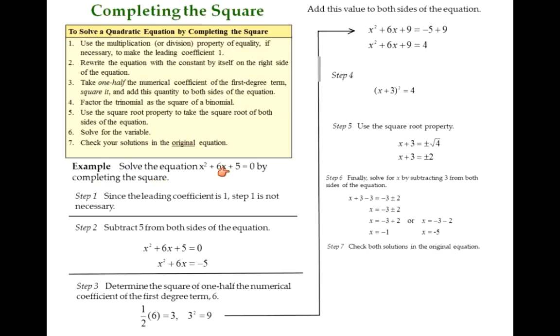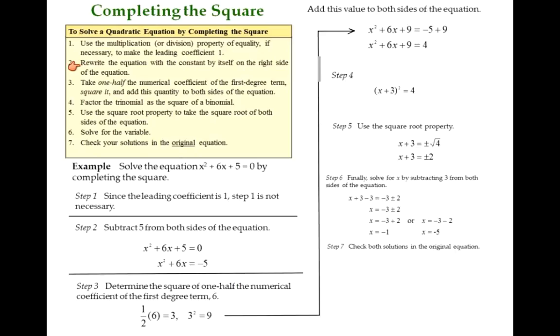method. You notice that the first step says that the coefficient of x squared must be equal to 1 in order to be able to use this method. So in this case, we don't have to worry about that. The coefficient of x squared is already equal to 1. Since the leading coefficient is 1, step number 1 is not necessary.